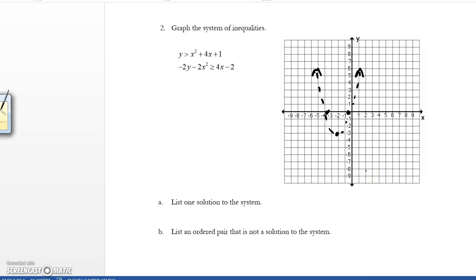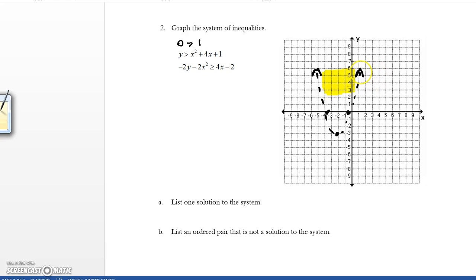However, I could also test a point, 0, 0, and 0, 0 is not on my line, so I'll test that real quick. 0 in for y, 0 in for x, and the x terms here drop out, 0 is greater than 1. Is 0 greater than 1? Well, that's false, so then you would shade on the other side of the parabola. So if it's true, you shade in the region where the dot is. If it's false, you shade on the other side of the region. So then I'll shade in the inside.